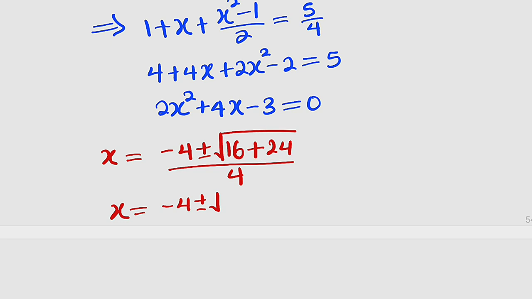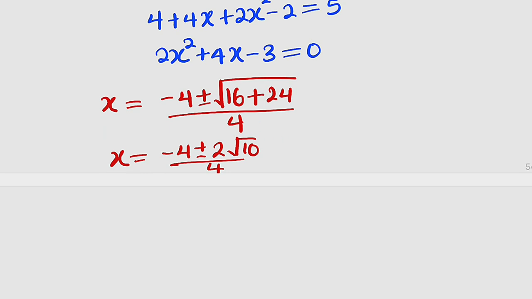This is 40. And the square root of 40 is the same thing as the square root of 4 times 10. The square root of 4 is 2, so you bring the 2 outside. Let's do that directly. So we have 2 outside, then inside we still have 10. Divide by 4. Let us split the fraction. So we have x to be minus 4 divided by 4, which is minus 1, plus or minus 2 divided by 4, which in simplest form is 1 over 2 times root 10. That is root 10 divided by 2.